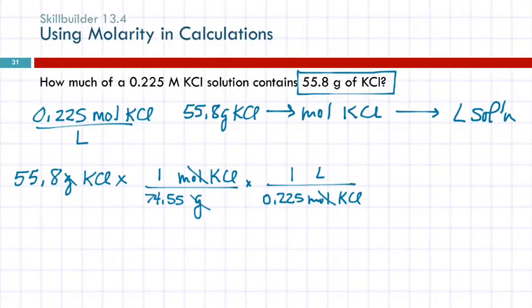So 55.8 divided by 74.55 divided by 0.225. 3.32. Write down 2 extra digits, 66. And that's going to be liters. And then we look at rounding, and we get 3.33 liters of that solution. Any questions?